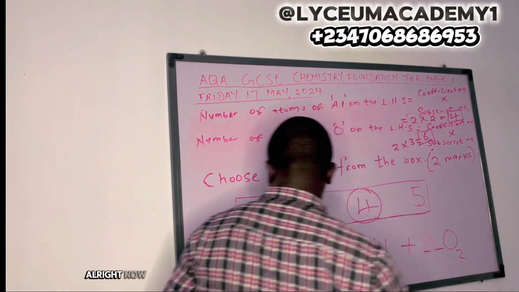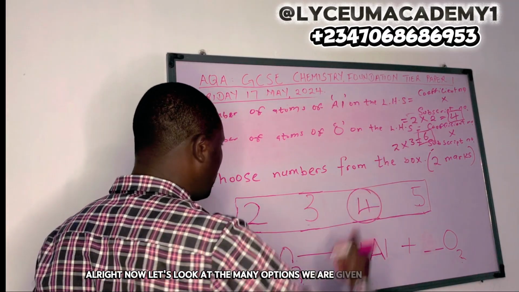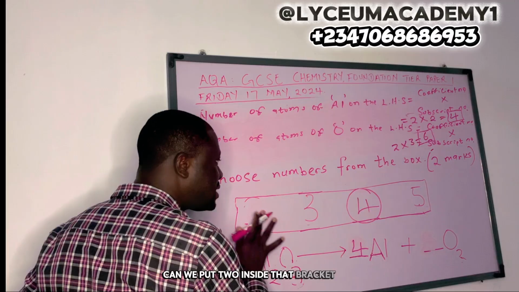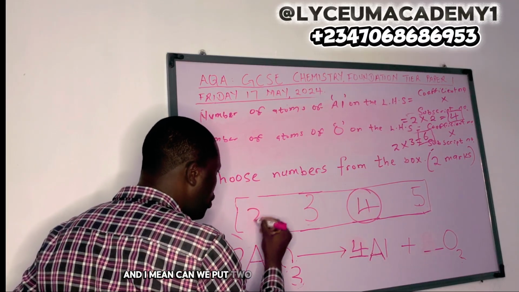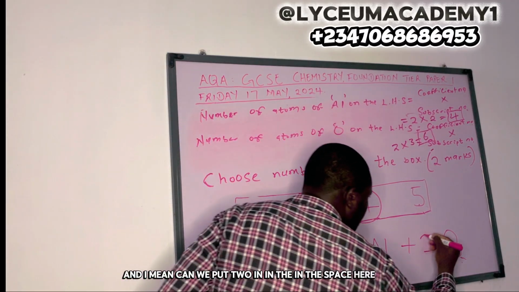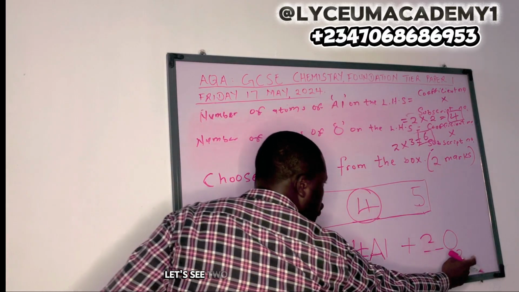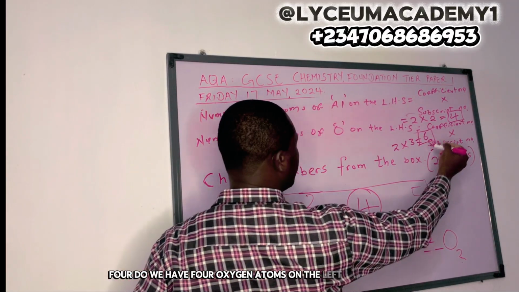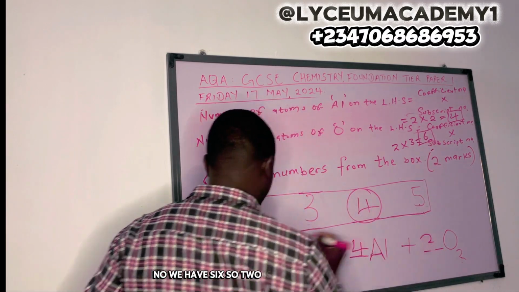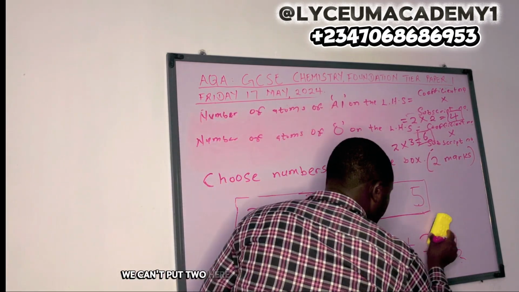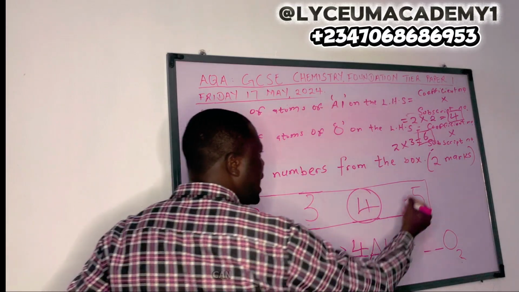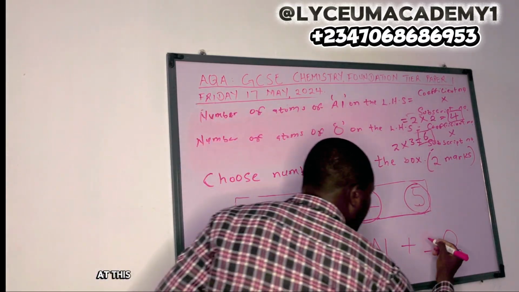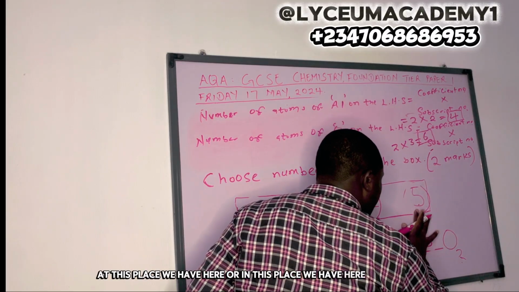All right? Now, let's look at the remaining options we are given in the box. Can we put 2 inside that bracket? Can we put 2 in the space here? Let's see. 2 times 2 gives what? 4. Do we have 4 oxygen atoms on the left-hand side? No, we have 6. So 2 is wrong. We can't put 2 here. Let's look at the next number. Can we put 5? All right? In the space we have here.